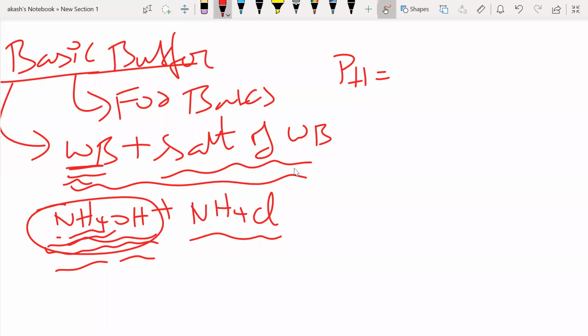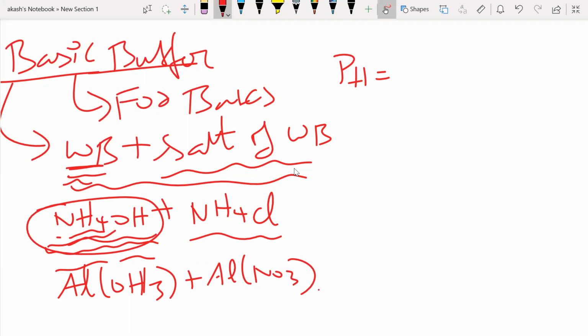If you want another example, I can even take aluminum hydroxide with aluminum nitrate. I'm sorry, this 3 should come out. So that can also be an example. Again, a weak base, aluminum hydroxide, and a salt of the weak base. So again, you see the cations are common. That's what you need to understand.